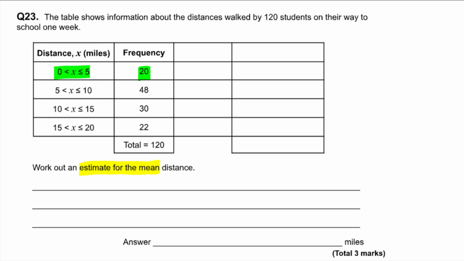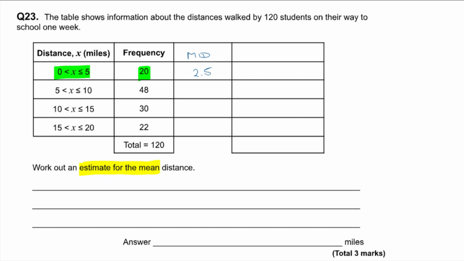So if we want to add up these amounts of unknown values between 0 and 5, we're going to have to estimate the distance that each one of these 20 people took. And we tend to use the mid value for that. We use the mid value of each category, and we say, well, we don't know how far each of those 20 went, so let's assume that everyone walked the middle amount of that group.